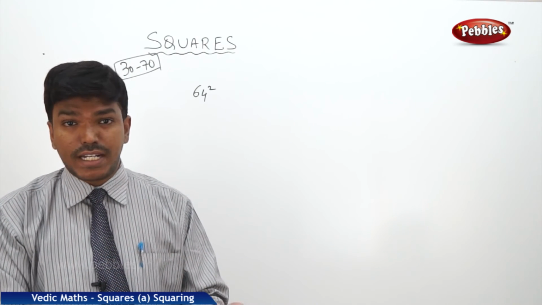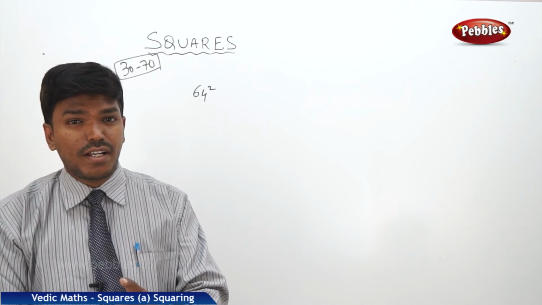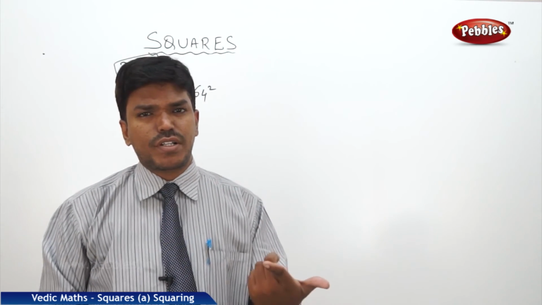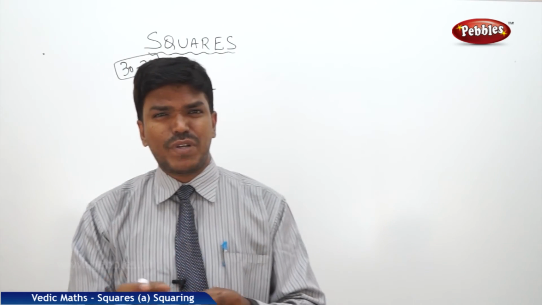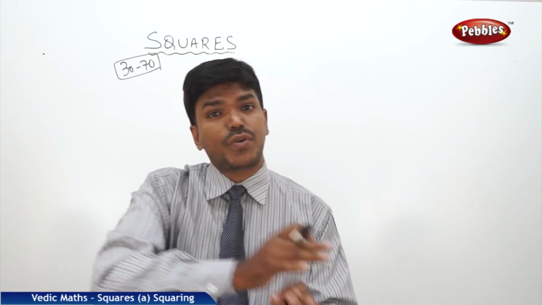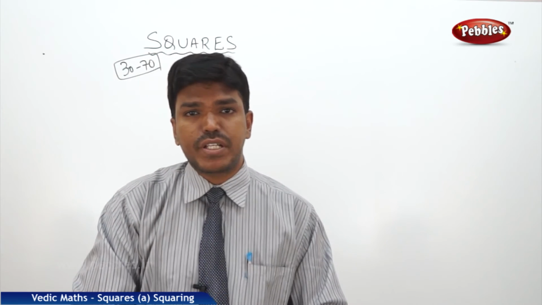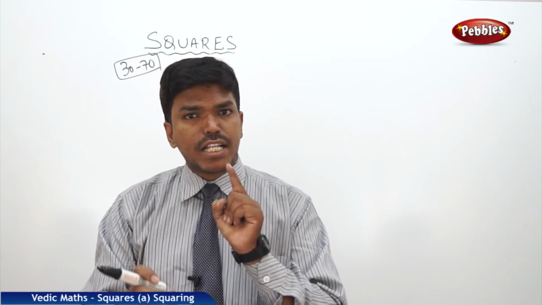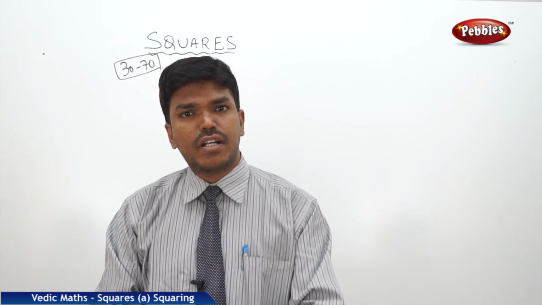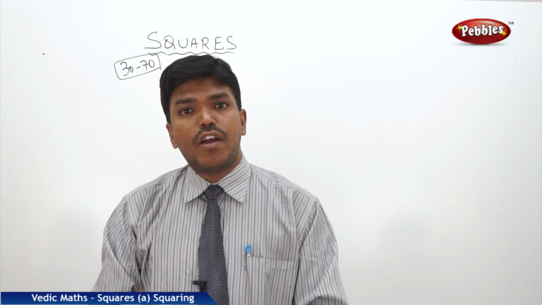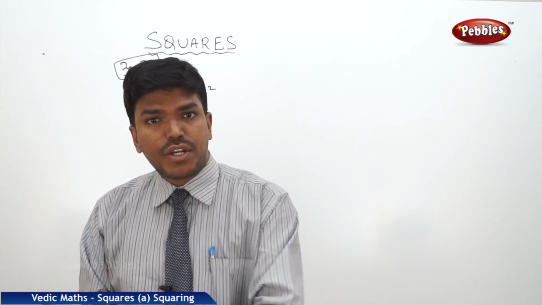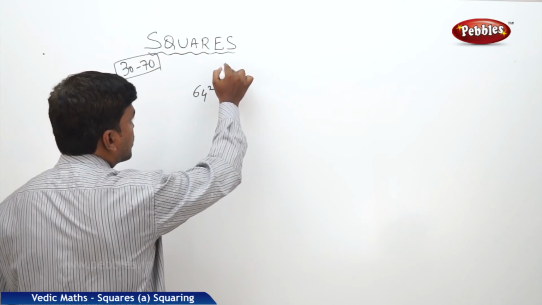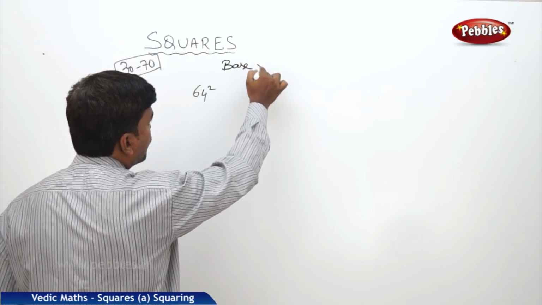But I don't know 36 square. What I said, we have to know only until 30 squares. But I don't know 36 square. So what we need to do, it is time based. First we need to calculate 36 square, then we need to calculate 64 square. It is all time based. So it is better to take the base as 50 when you are dealing with the squares from 30 to 70. Now you do one thing. See, we are taking the help of base 50 here.